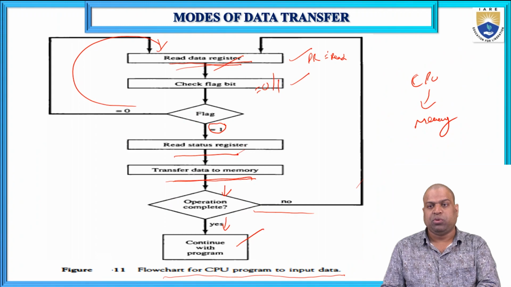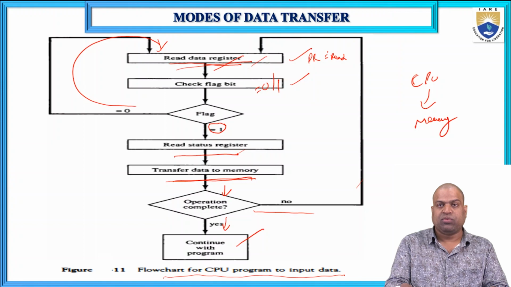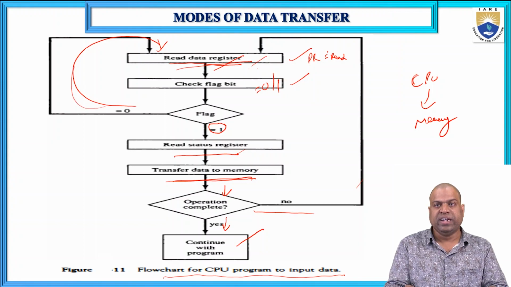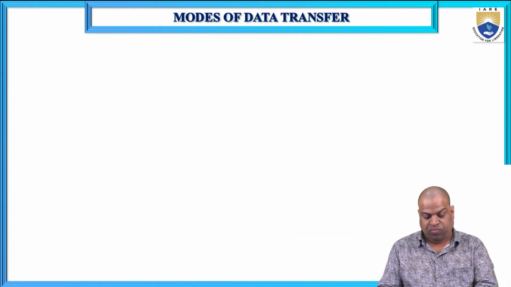It is a flowchart of the CPU program. Read the data register. After reading this, check the flag bit, is it 0 or 1? If flag equal to 1, it is going to be executed. That is a read status register. If flag equal to 0, it goes again to the start of the program. If flag equal to 1, read status register, transfer data to the memory, and if the operation is complete, yes, continue with the program. If the operation is not complete, it goes to no. Continue with program means continue with the next instruction.